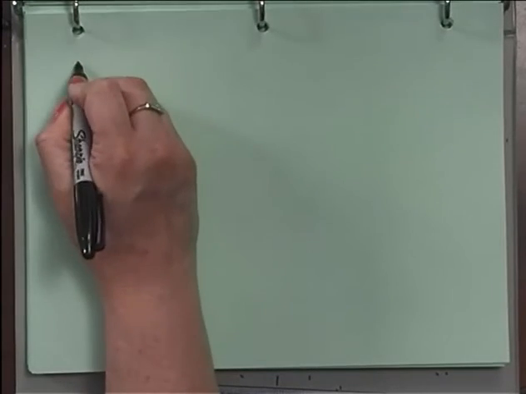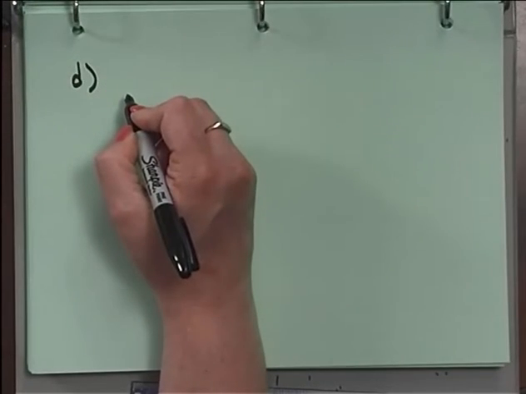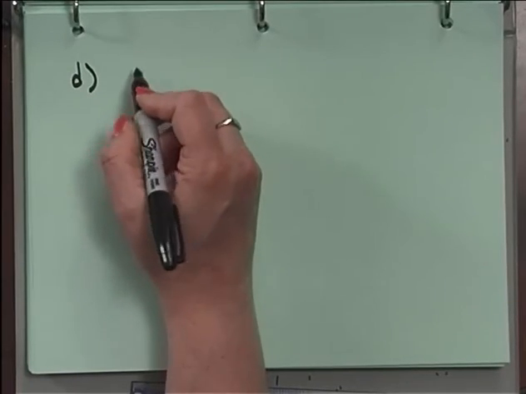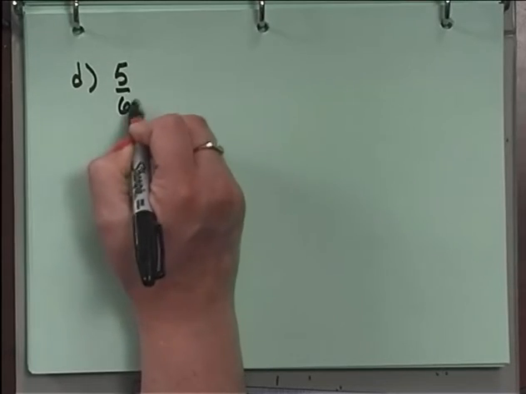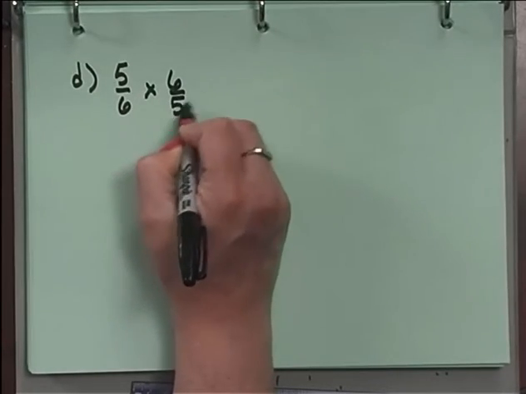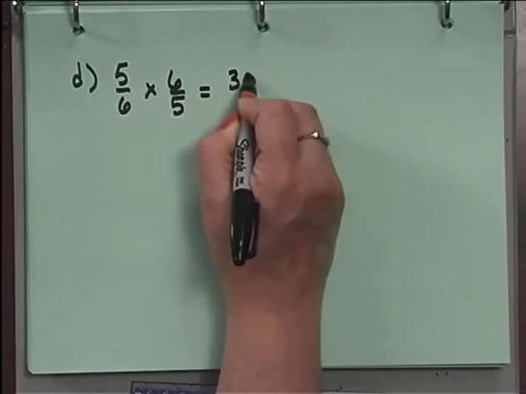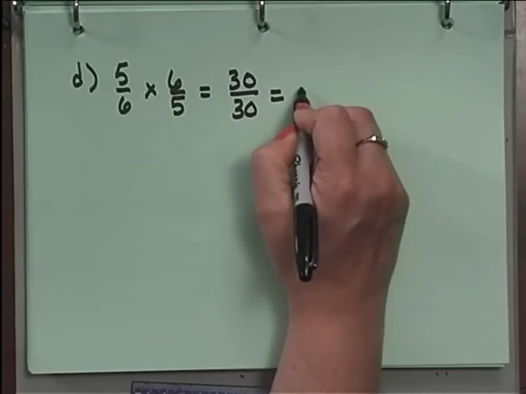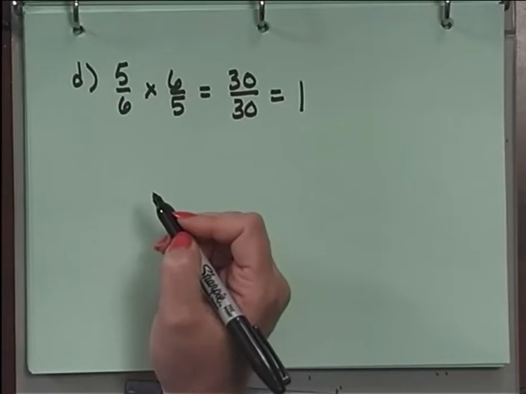For problem D, we're asked to multiply, then convert each answer to an improper fraction, to a whole number, or to a mixed number. So 5/6 times 6/5. Well, 5 times 6 is 30, and 6 times 5 is 30. And if the numerator and denominator are the same, the fraction has a value of 1.